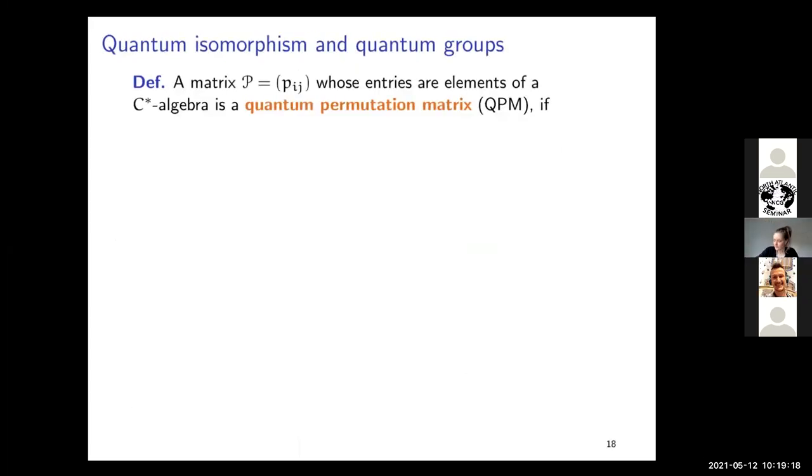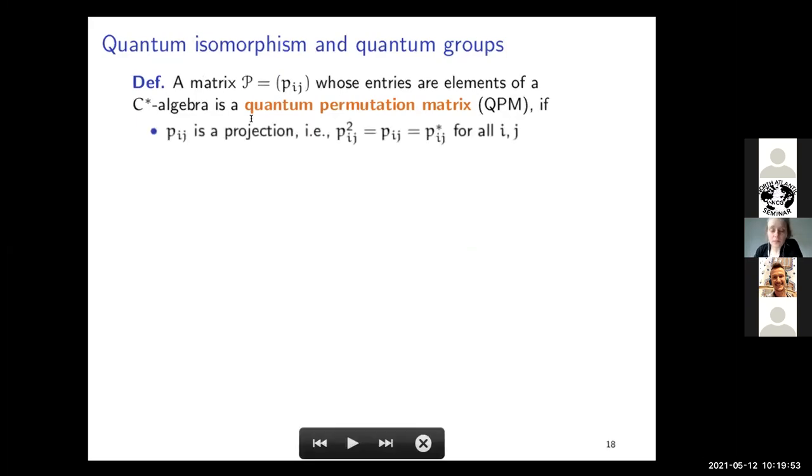All right, so what I want to show you now is how we can think about quantum isomorphisms in quantum group theoretic terms. To do that, I need to introduce the notion of a quantum permutation matrix. Remember, a regular permutation matrix is a 0-1 matrix such that along every row and column you have precisely one 1, or alternatively, the row sums and column sums are equal to 1. A quantum permutation matrix is defined similarly, but now instead of entries being just 0 or 1, you allow them to be projections from some C star algebra.